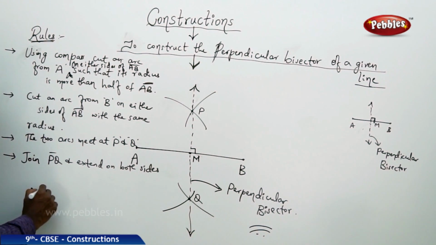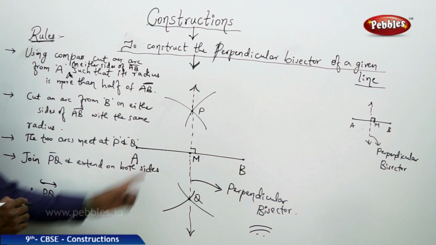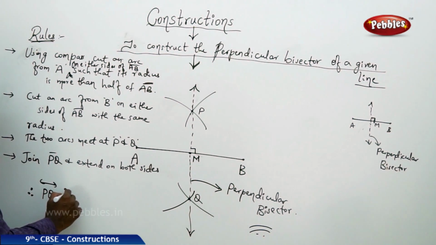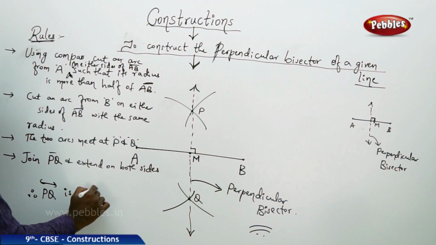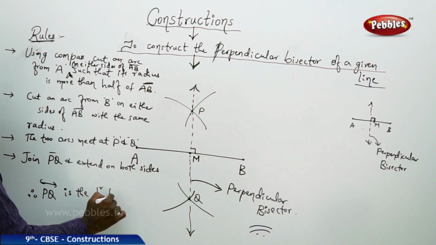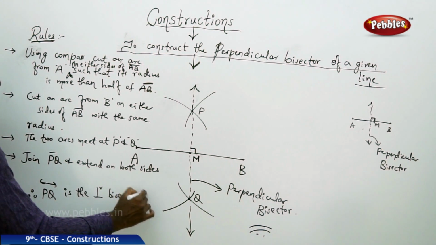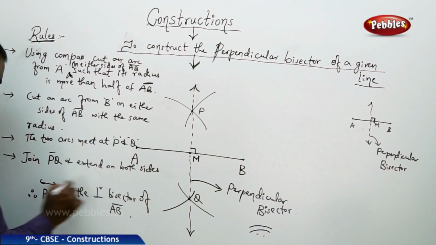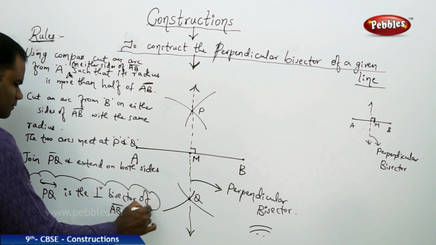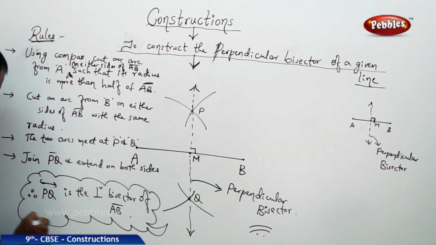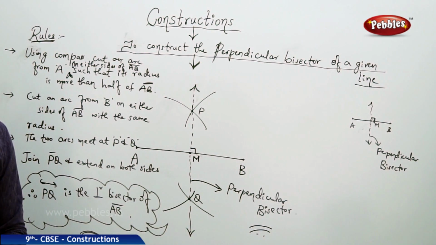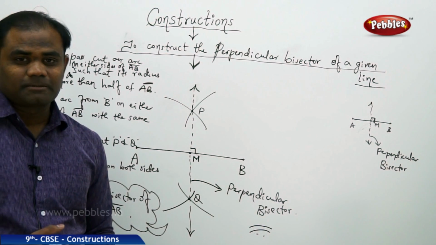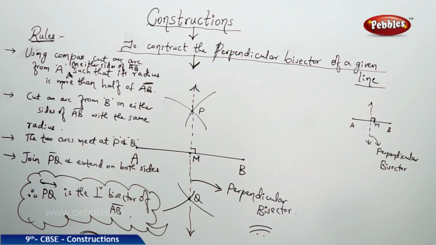Therefore, I observe that the line PQ as obtained is the perpendicular bisector of line AB. That is how we understand PQ being the perpendicular bisector of the line AB. Perpendicular bisector constructed through the following rules.